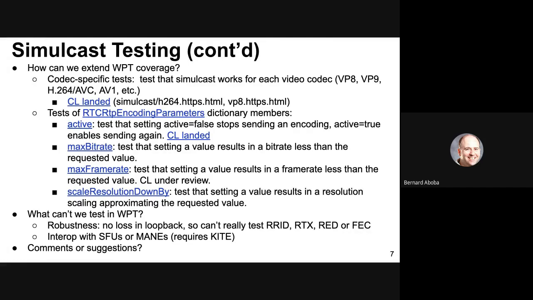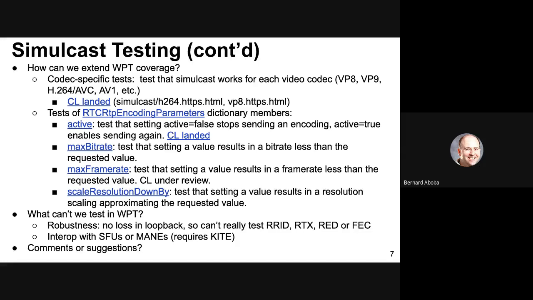Another aspect is whether the RTCRtpEncodingParameters actually do what we think they ought to do. And so one idea was to set given simulcast streams to active true or active false, and see if that does what it's supposed to do. So we have a CL that landed to do that. If it's false, we shouldn't be sending anything. So we are testing that now.